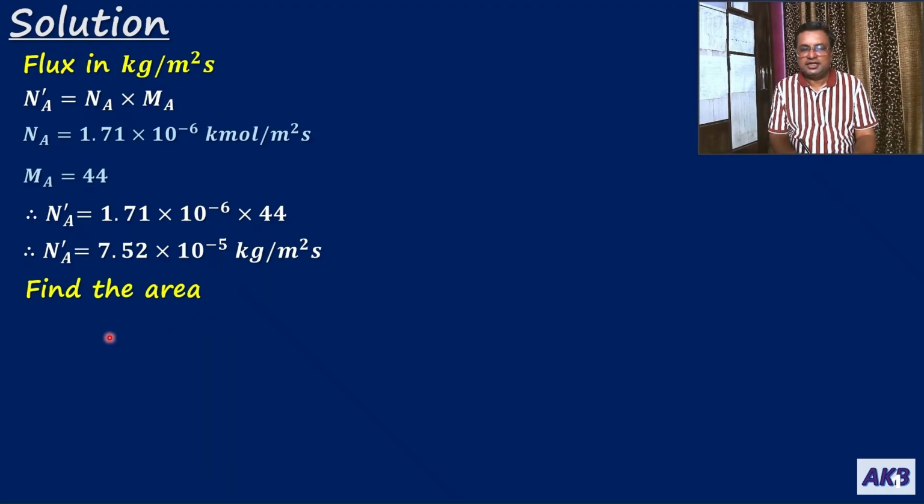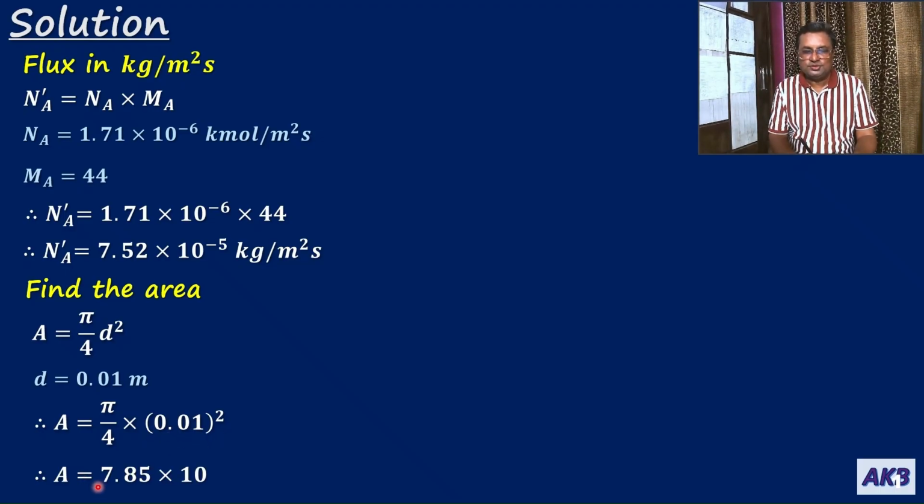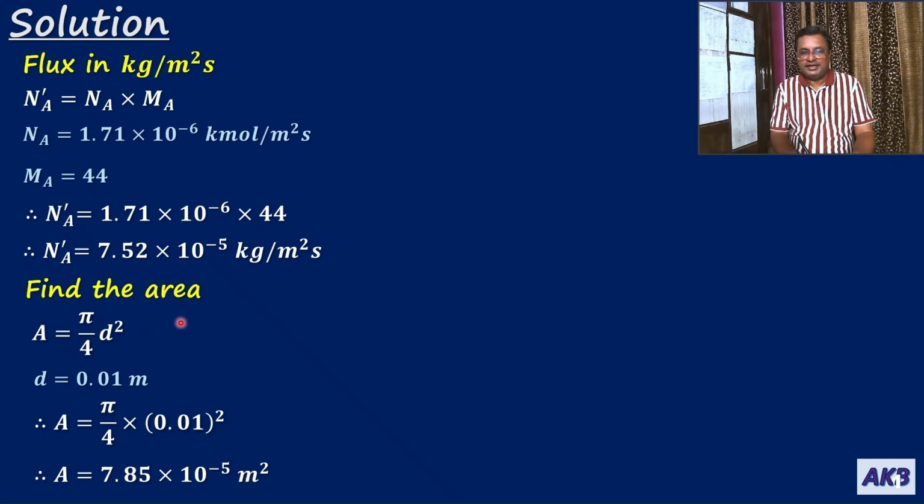Next, let us find out the area through which diffusion occurs. So it is the cross-sectional area of the tube. Therefore, A is pi by 4 into d square. D is given to us. D is 0.01 meter. So A will be equal to pi by 4 into 0.01 square. That gives us A as 7.85 into 10 to the power minus 5 meter square. So in this way, we get the area.